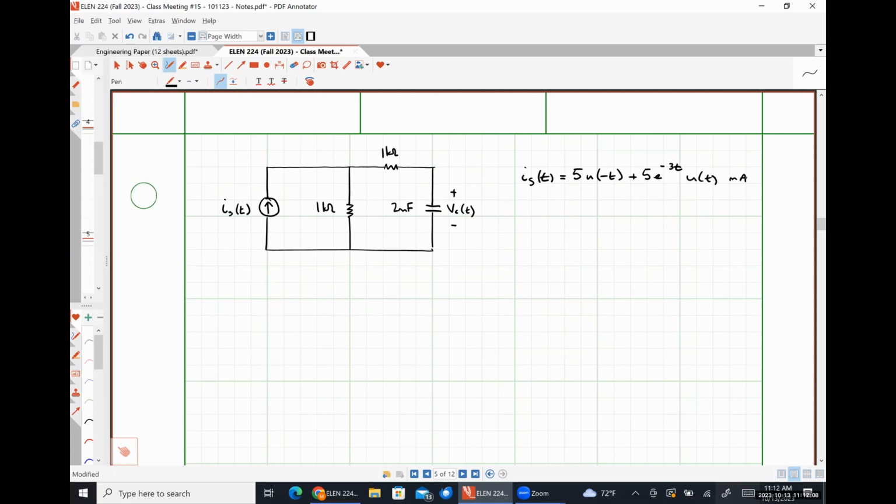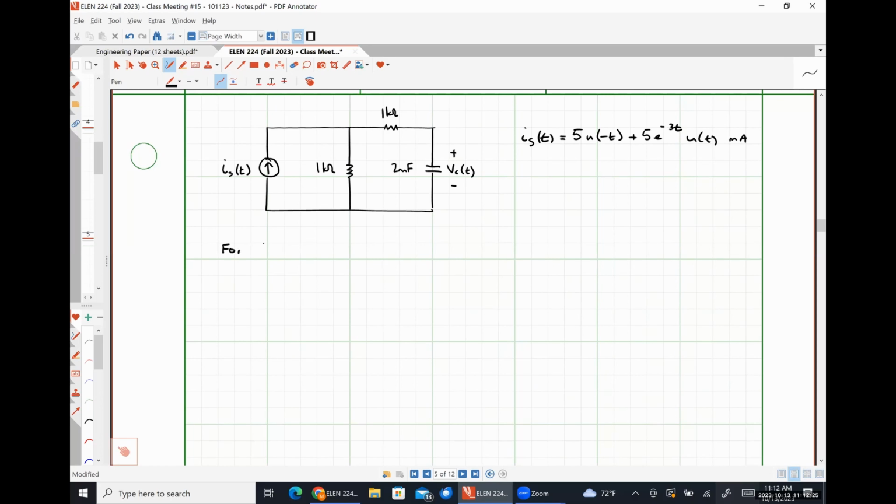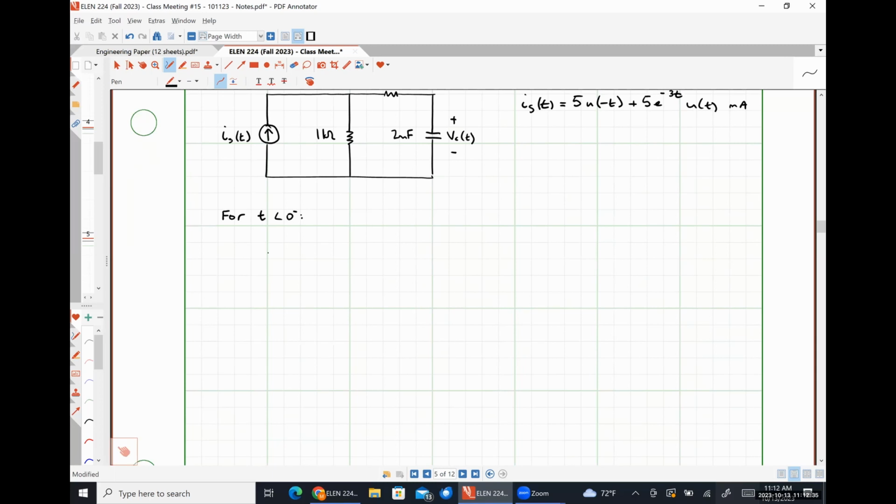So effectively, because I have something going on for negative values of t, I'm going to have an initial condition on my system that we're going to have to take into account in our S domain analysis. Right? So for t less than, let's call it 0 minus, our circuit is at DC steady state because 5u of negative t is just 5 milliamps, a constant value.